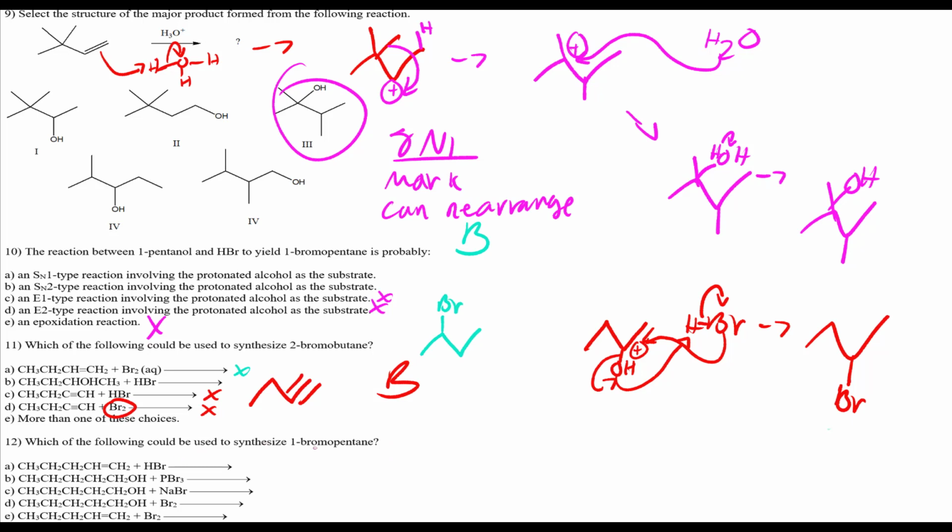Which of the following could be used to make 1-bromopentane? Okay, well, 1-bromopentane, that's 5, so 1, 2, 3, 4, 5. There is a bromine on the first carbon, so let's just put it over here, bromine, right? So 1, 2, 3, 4, 5. So how do we make that?